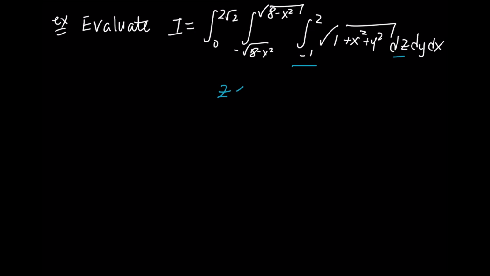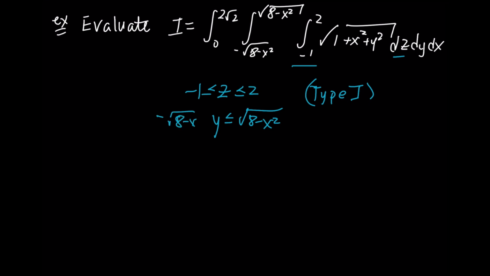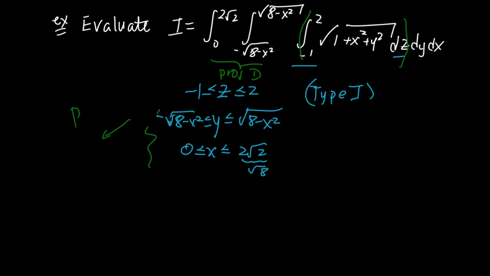We need to pay attention to what the region of integration is. So here we're told that z is evaluated from -1 to 2, and this is the inner integral, so it's being described as a type 1. Y goes from negative square root 8 minus x squared to positive square root 8 minus x squared, and then the value of x goes from 0 to 2 root 2. Now remember that this is root 8. Because this is a type 1 integral, this is the projection D. We are projecting it onto the xy plane, where z equals 0.